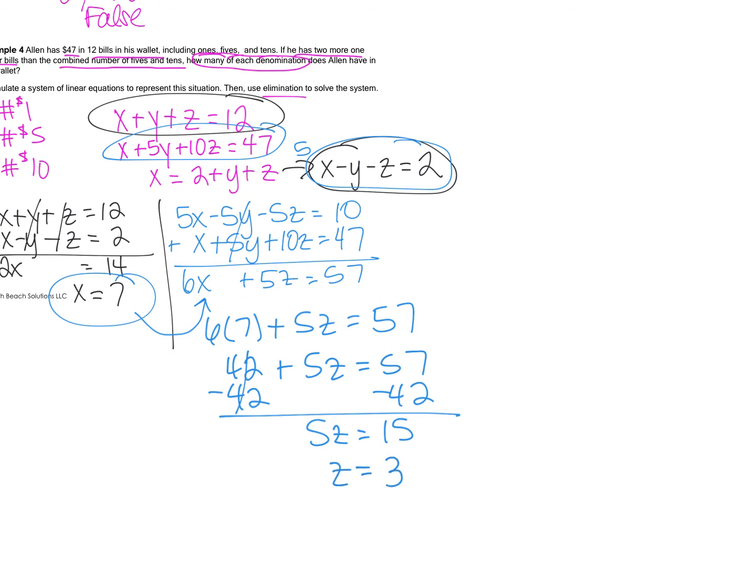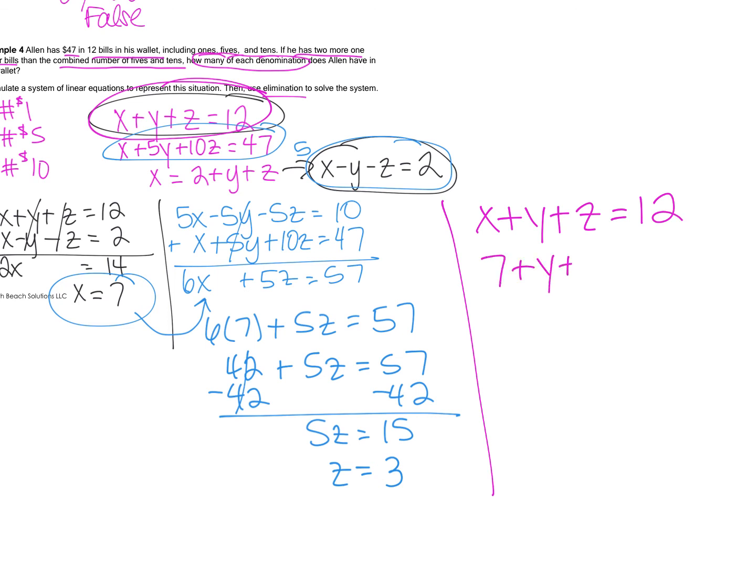Okay, so we know x, we know z. Now we need to plug it back into one of our original equations. It doesn't matter which one. I'll use the top one. So x plus y plus z equals 12. I already know x is 7. I don't know y, and I know z is 3. So combining them, you get y plus 10 equals 12. So we know y has to be 2.